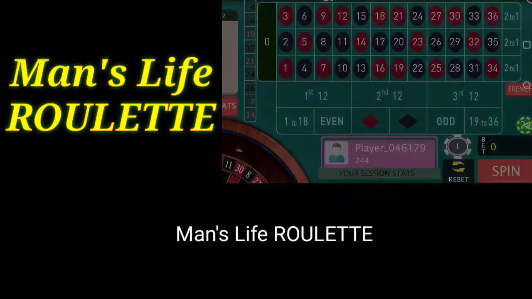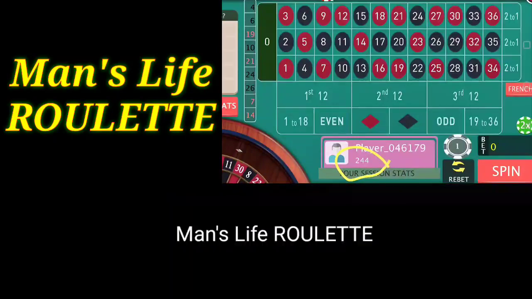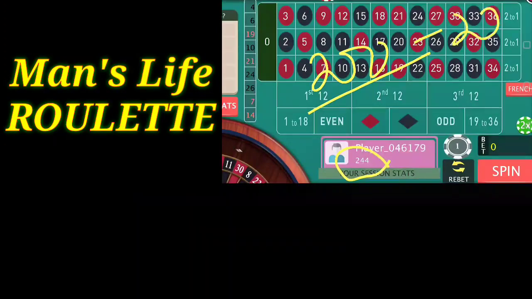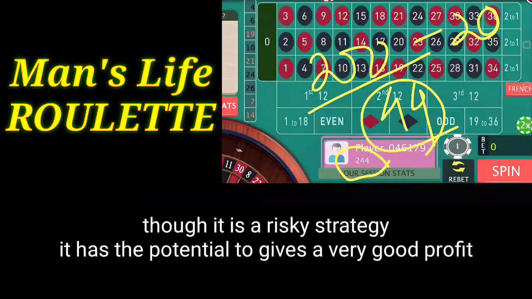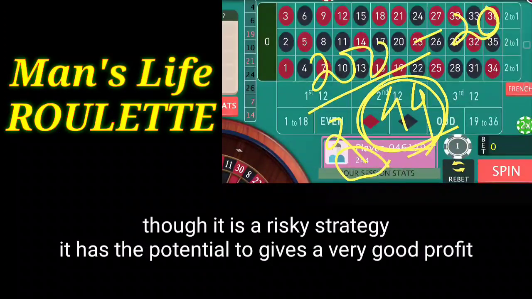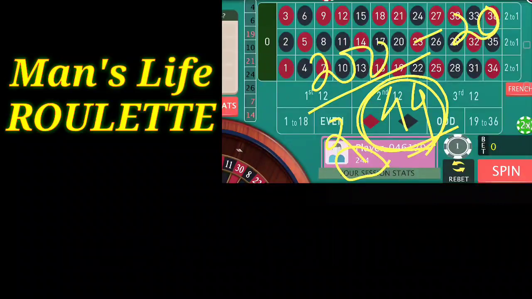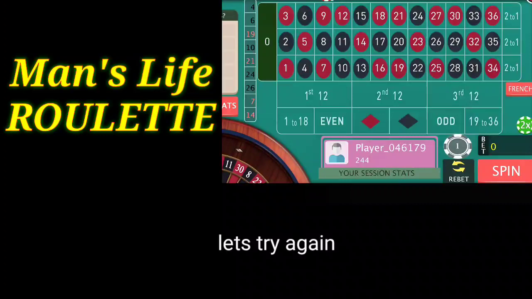Now you can see the profit over here. I started the game from a $200 bankroll and set a target of $20, but I actually made a profit of $44 because my bankroll is now at $244. Though this strategy is quite risky, and there is a chance of losing all your bankroll, this strategy also has the potential to give a very good profit. So let's try again to satisfy ourselves about the strategy.